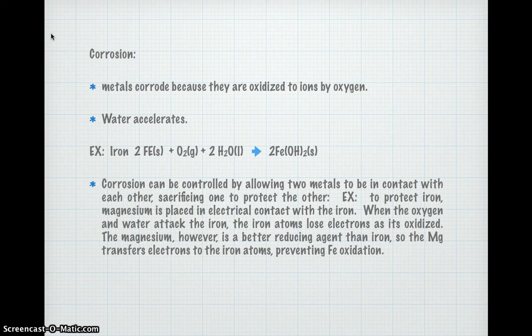So now corrosion can be controlled by allowing two metals to be in contact with each other, sacrificing one to protect the other. Example here, to protect iron, magnesium is placed in electrical contact with the iron. When the oxygen and the water attack, the iron loses its electrons as it's oxidized. Magnesium, however, is a better reducing agent than iron, so the magnesium transfers electrons to the iron atoms, preventing iron oxidation.